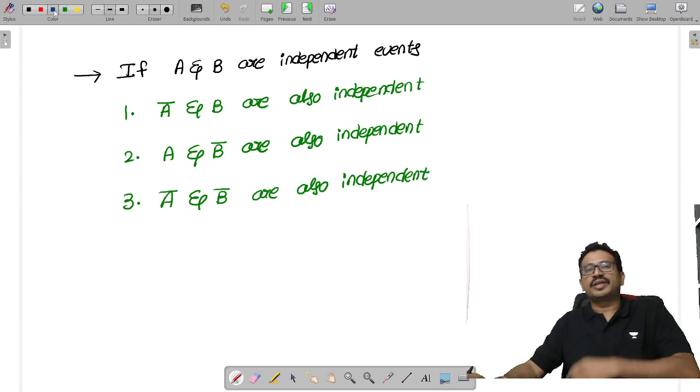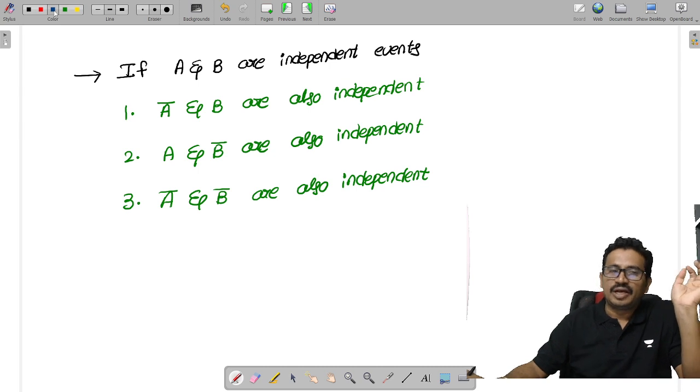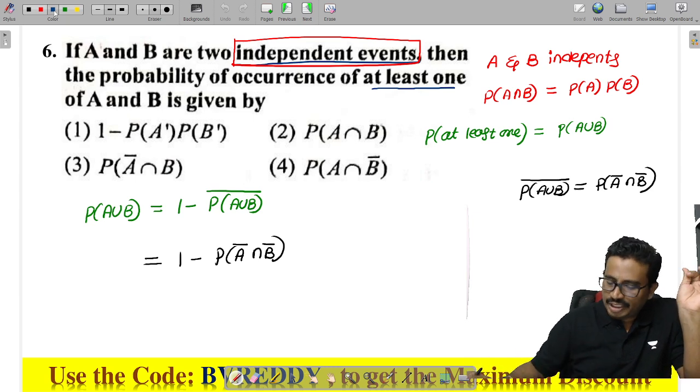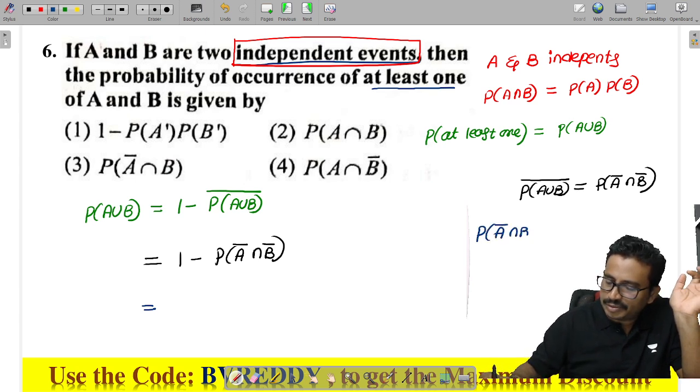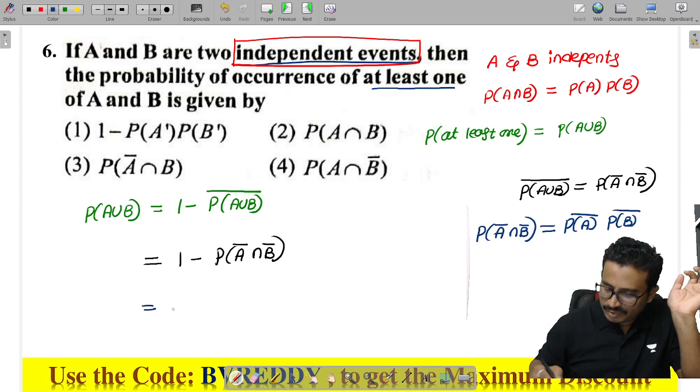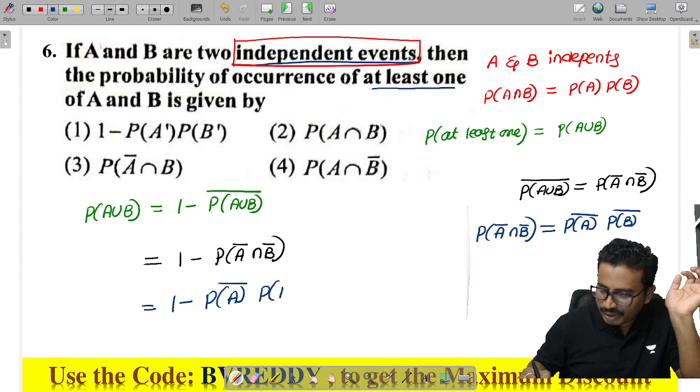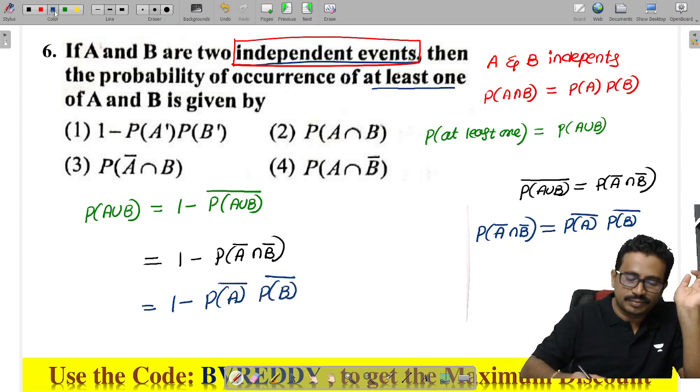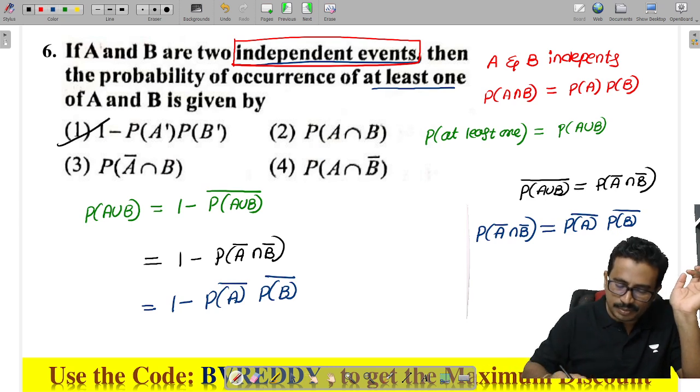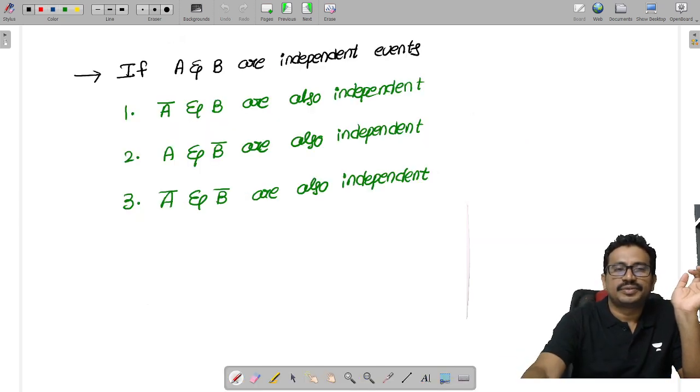If A and B are independent events, then A bar and B, A and B bar, and A bar and B bar are also independent. So A bar and B bar are independent, so I can write P of A bar intersection B bar as P of A bar into P of B bar. So that is 1 minus P of A bar into P of B bar. So option A.